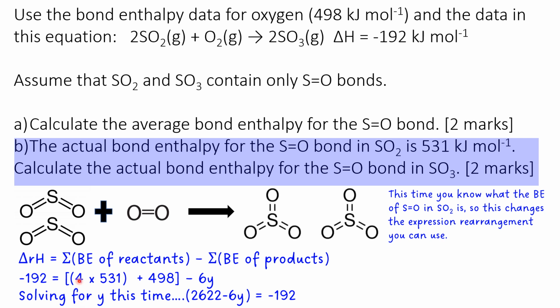So obviously all of this in the square brackets adds up to 2,622. Subtract 6Y, it gives you minus 192. So it's quite straightforward to solve for Y and end up with 469 kilojoules per mole to the minus 1.